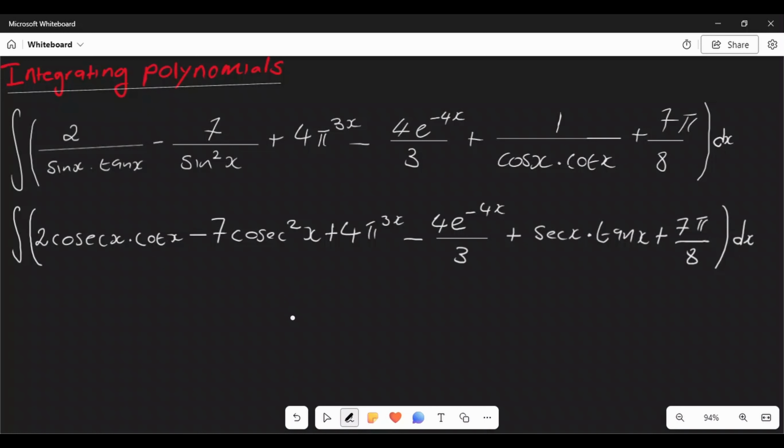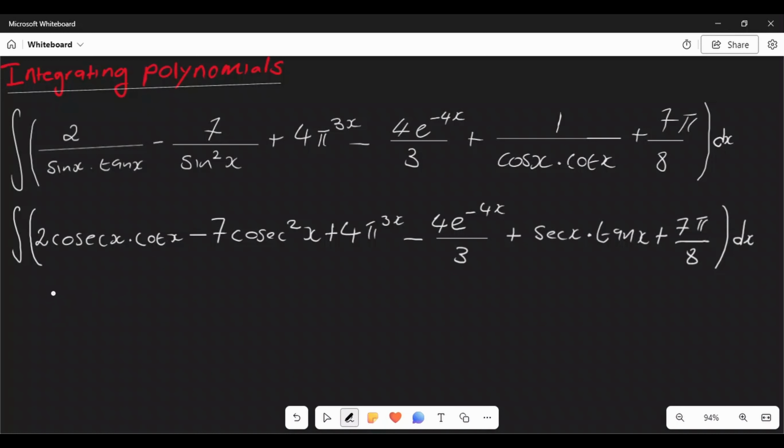Remember, dx basically means that we haven't yet integrated. So when it's like this, we are able to integrate. Some of you might be confused: where do I get these inverses? You need to go to the description. I've made a video explaining all these inverses, the reciprocals. So I'm going to leave those videos explaining the reciprocals in the description.